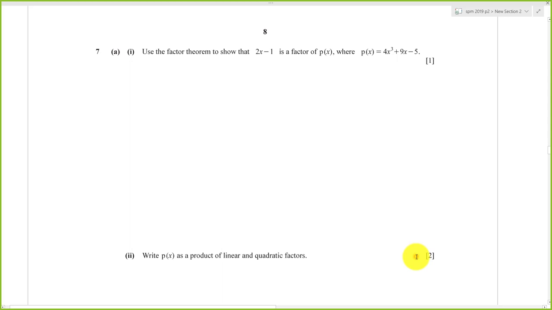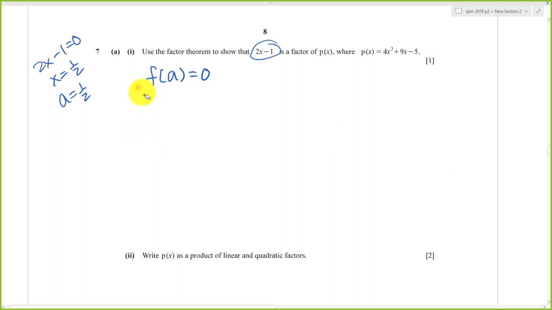Okay, factor theorem. Use the factor theorem to show that 2x minus 1 is a factor of p(x). So what is the factor theorem? f(a) equals 0. In order to use the factor theorem to show this is a factor, that means if I sub 1 over 2 into this p(x), I should get 0. How do you get a? You make your factor equal 0, like 2x minus 1 equals 0, then your x is 1 over 2. So this is at the same time your a value. Remember this.